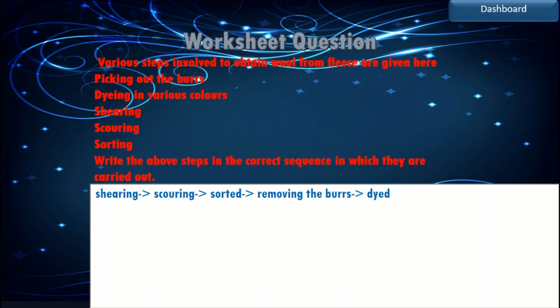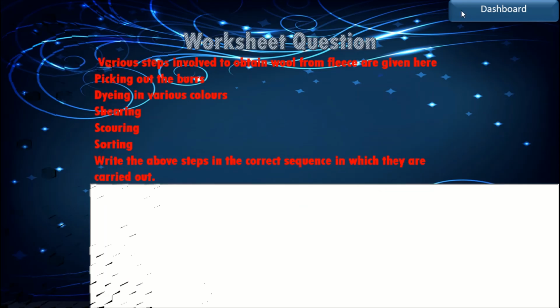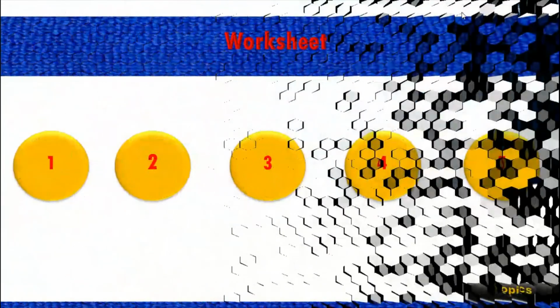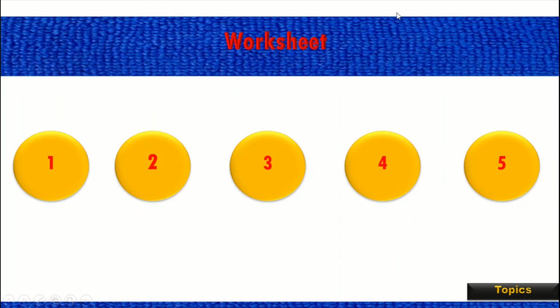So here I forgot to add one step, which is nothing but rolling. Rolling means straightened or combed, right? So let us go to dashboard. So this question is solved, right? So if you get it, you are the winners. If you don't get it, just rewind the video.